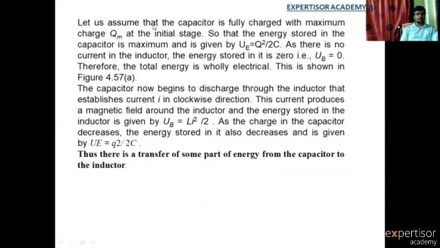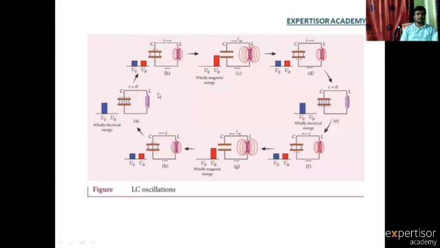Let us assume that the capacitor is fully charged with the maximum charge Qm at the initial stage, so that the energy stored in the capacitor is maximum and is given by Q squared by 2C. As there is no current in the inductor, the energy stored in it is zero. The total energy is wholly electrical. This is shown in this figure. So look here.